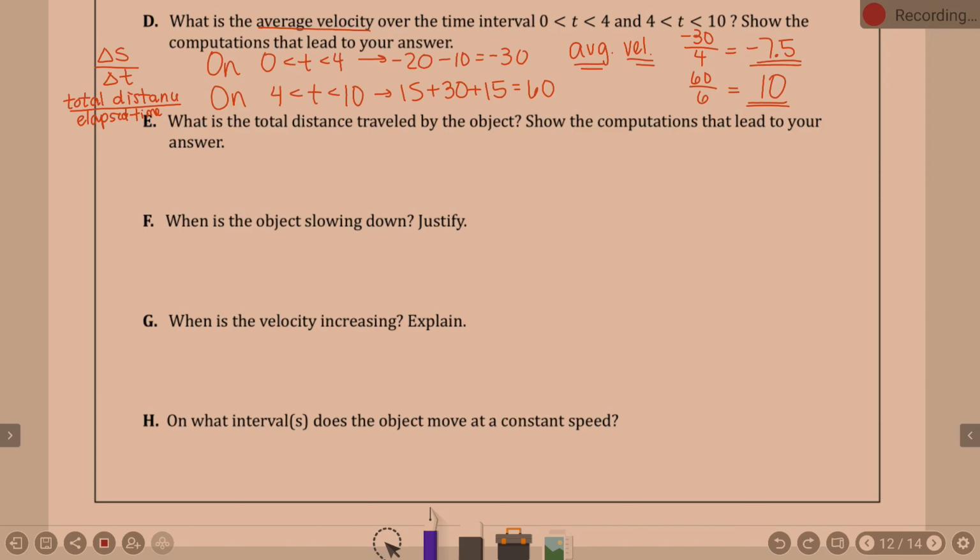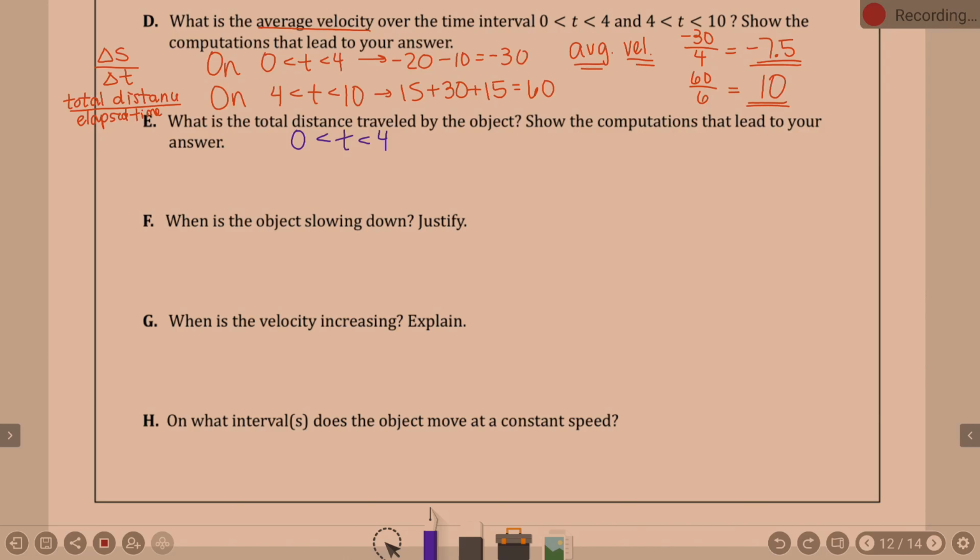Oh, you're right. E. Feel better now. This one is, what is the total distance traveled by the object? Show the computations that lead to your answer. Total distance. Well, we kind of just did it. So velocity would be like, oh wait, no, it'd be speed. No, I don't know. It'd be distance. What did we talk about from 0 to 4? What about the distance traveled? How much did it travel?